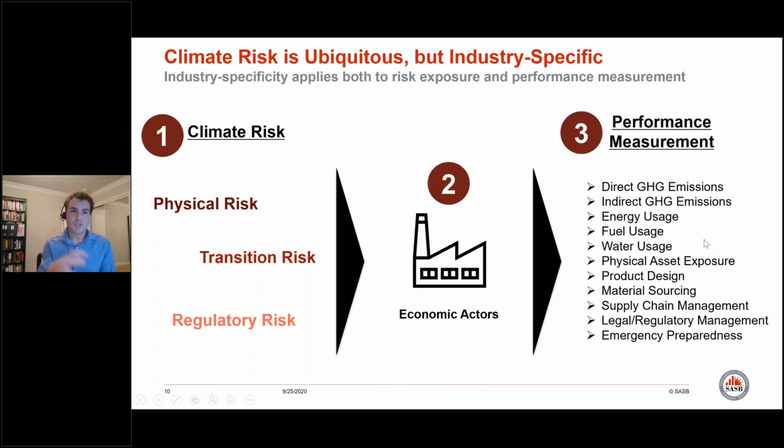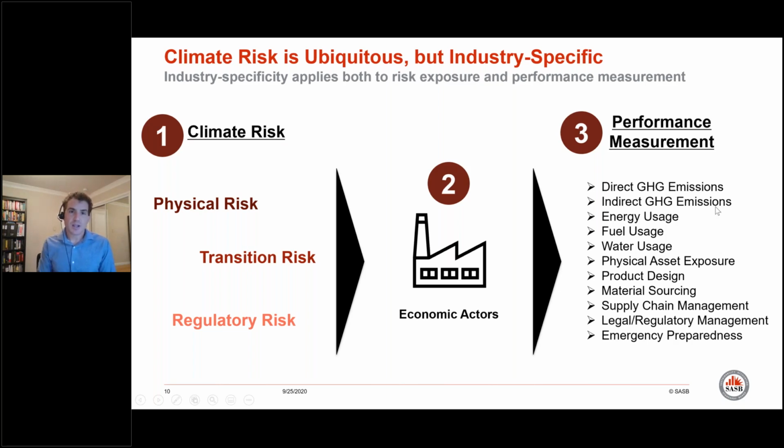Second, each of these risks will impact economic actors in different ways depending on the activities of those economic actors. So heavy emitters will likely be more exposed to potential regulatory risk, targeting, limiting those emissions. Actors heavily reliant on land use may be more exposed to forms of physical risk, and actors whose products consume large amounts of energy, for example, may be disproportionately impacted by transition risk. So these varying risk exposures, depending on the activities of the economic actor, are a key reason why SASB takes an industry-specific approach to standard setting. Depending on the properties of a given industry, different forms of climate risk will be more or less tied to financial impacts.